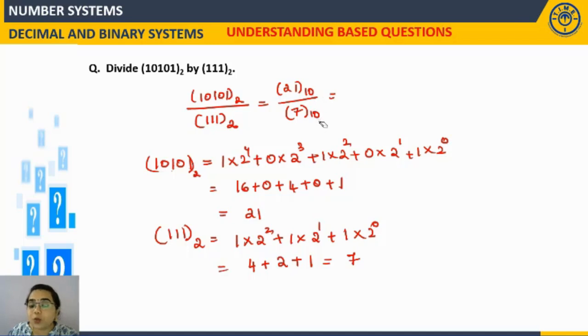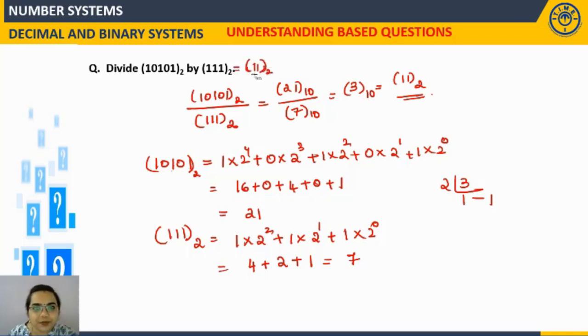Okay. What is 21 by 7? 21 by 7 is 3, in decimal form. Let's convert it into binary. 3, 2 ones are 2, 1 is the remainder. So what will you get? 1 1 to the base 2 is the binary conversion of 3 in decimal form. So the answer is 1 1 to the base 2.